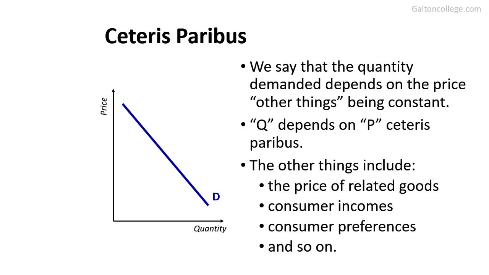The other things, as I said here, are the price of related goods, consumer incomes, consumer preferences, perhaps advertising, marketing, goes on and on. We can have lots of determinants, but we're just interested in the price at the moment. So we'll say ceteris paribus. The quantity demanded depends on the price, ceteris paribus, holding everything else constant.